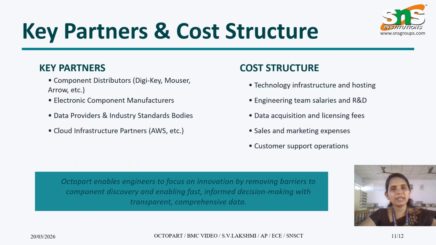The key partners and the cost structures here: the first partners will be the component distributors, that is the global suppliers, manufacturers, engineering software platforms, and the parent company after acquisition. So these are all the key partners. And the cost structures include the data infrastructure and servers, software development and maintenance, employee salaries, marketing and partnerships, and API and integration cost. So these are all the key partners and cost structures.